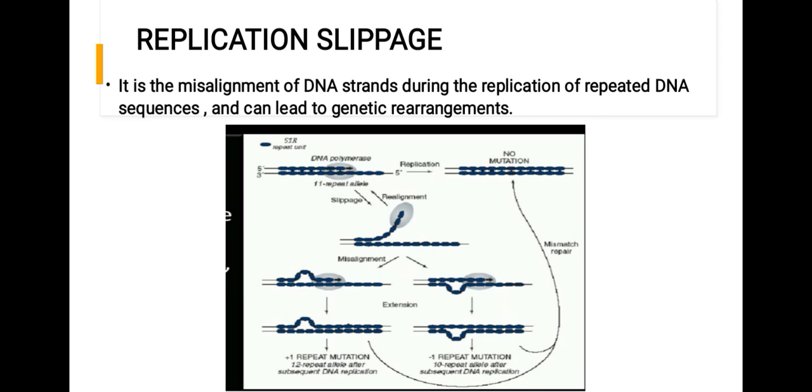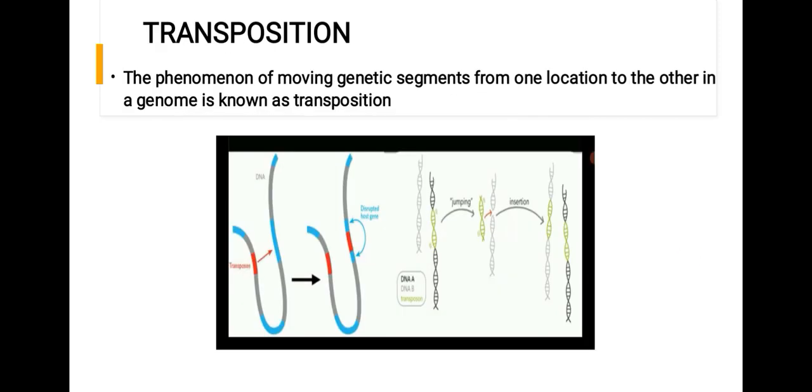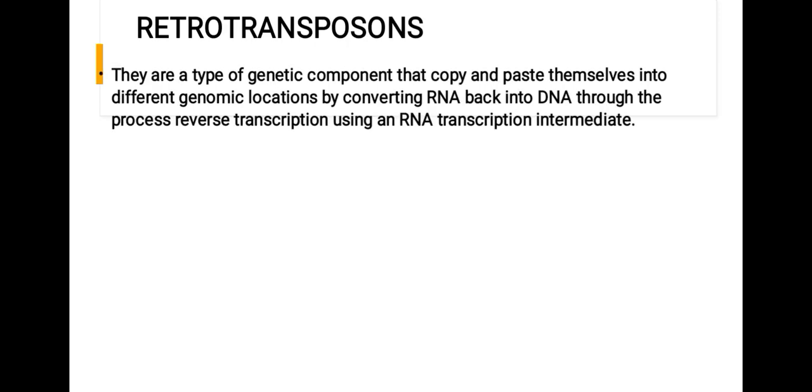Replication slippage is the misalignment of DNA strands during the replication of repeated DNA sequences and can lead to genetic rearrangements. Then transposition. The phenomenon of moving genetic segments from one location to another in the genome is known as transposition. Retrotransposons are the type of genetic components that copy and paste themselves into different genomic locations by converting RNA back to DNA through the process of reverse transcription, using an RNA transcription intermediate.